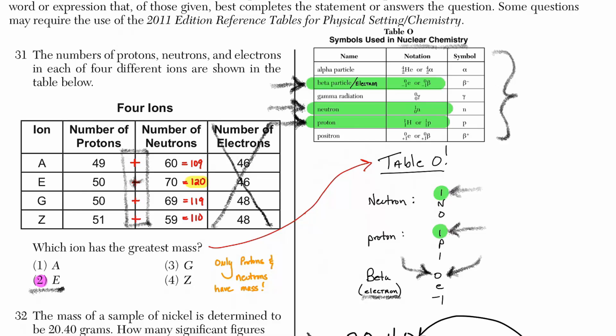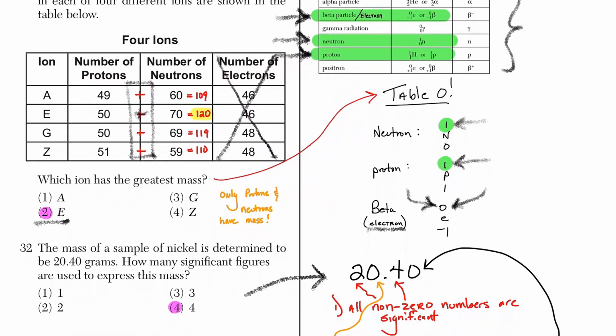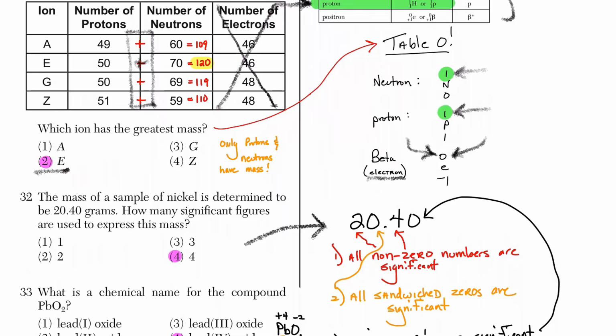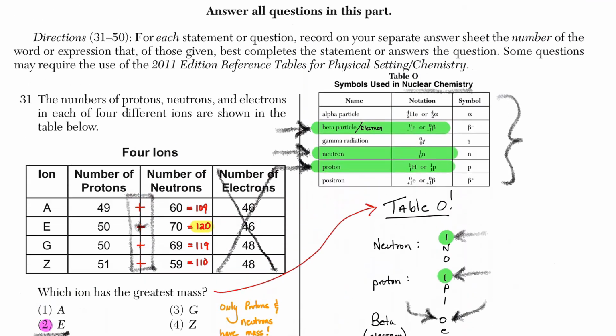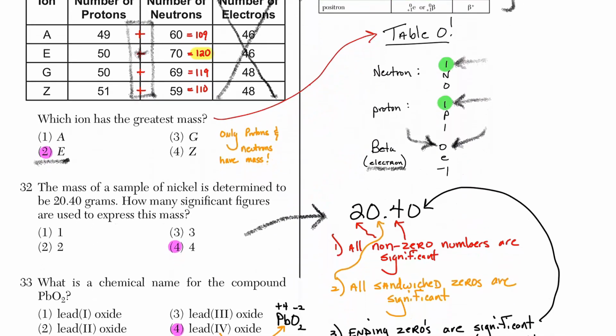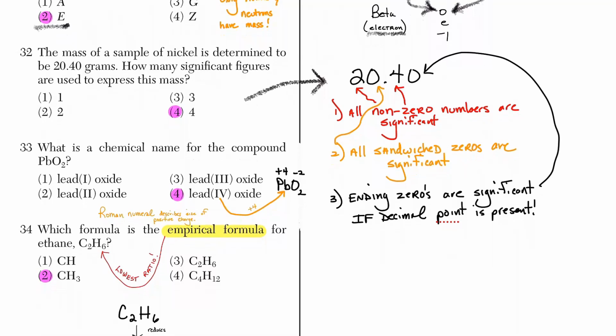So on to 32, which is the second part of this test. And you can see we needed a little bit more information for this kind of question. That's why they deem this the part B1 of all things. Okay, so on to 32. The mass of a sample of nickel is determined to be 20.40 grams. How many significant figures are used to express this mass? Okay, so this question is from like out of left field.